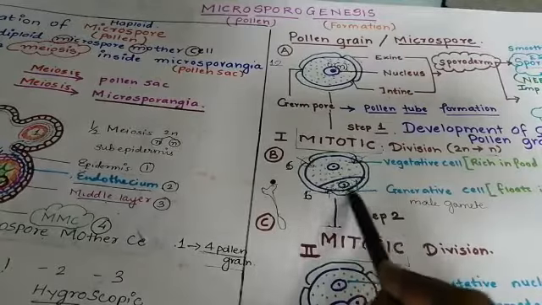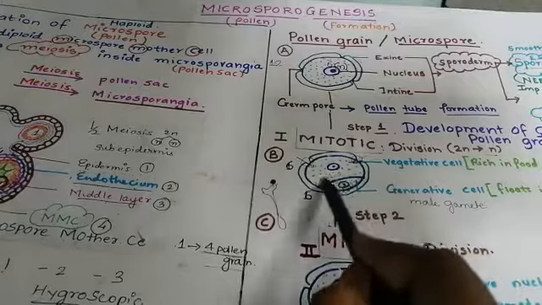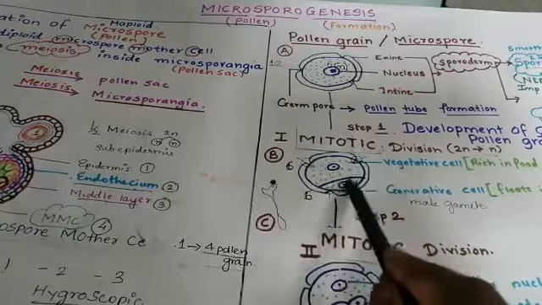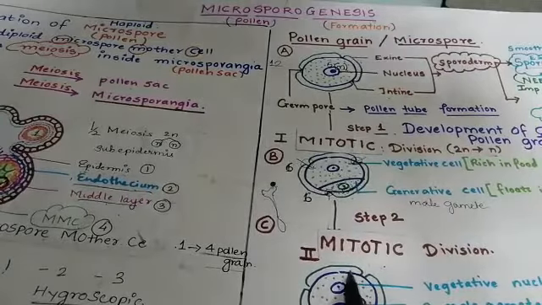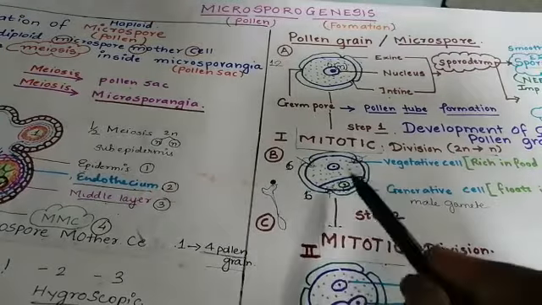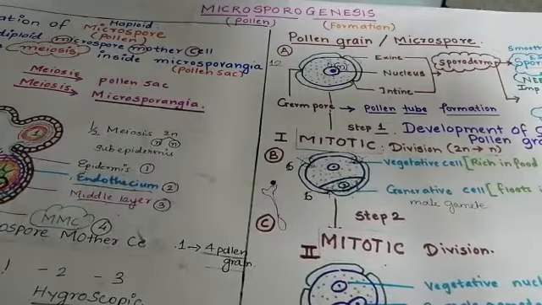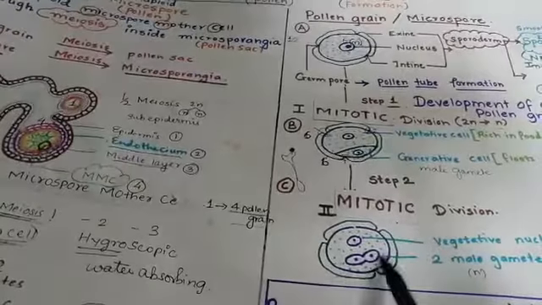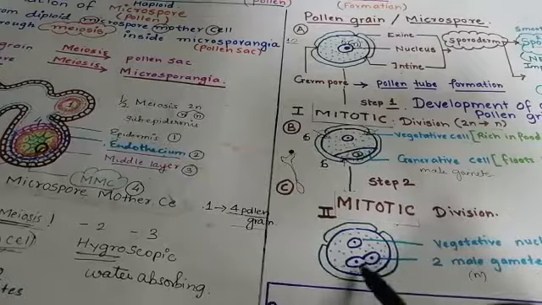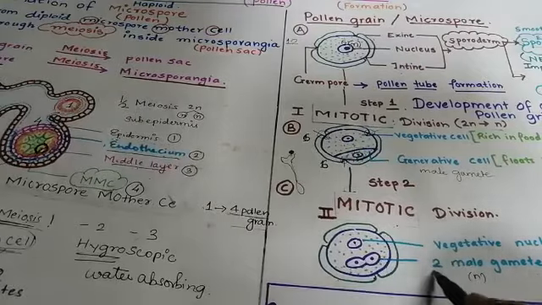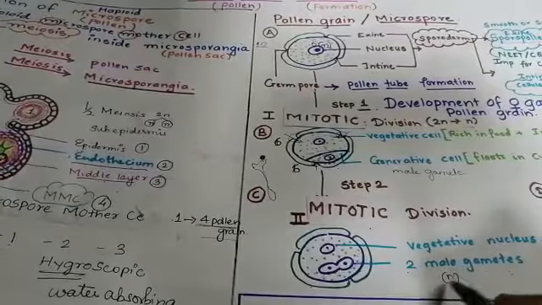Now, this smaller half, that is the generative cell, will remain as it is, and this part with its nucleus will undergo mitotic division again. Okay, when it undergoes mitotic division, this one nucleus will divide to form two new nuclei. Now, these two new nuclei which are produced here are called male gametes. These male gametes are haploid.